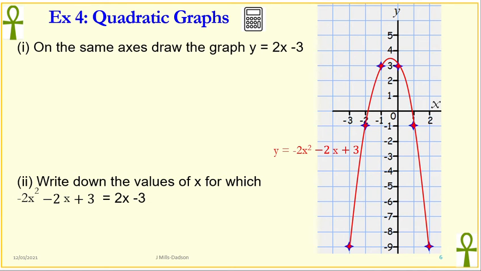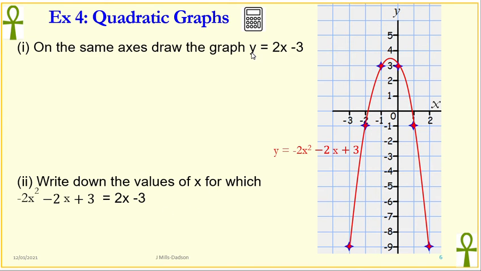Okay, now let's look at another question. Here we have already drawn quadratic graph y equals negative 2x squared minus 2x plus 3. And we are supposed to draw a graph of y equals 2x minus 3 on the same grid. And from there we're going to use this to write down the values for which this graph will be equal to 2x minus 3. Find the values of x.